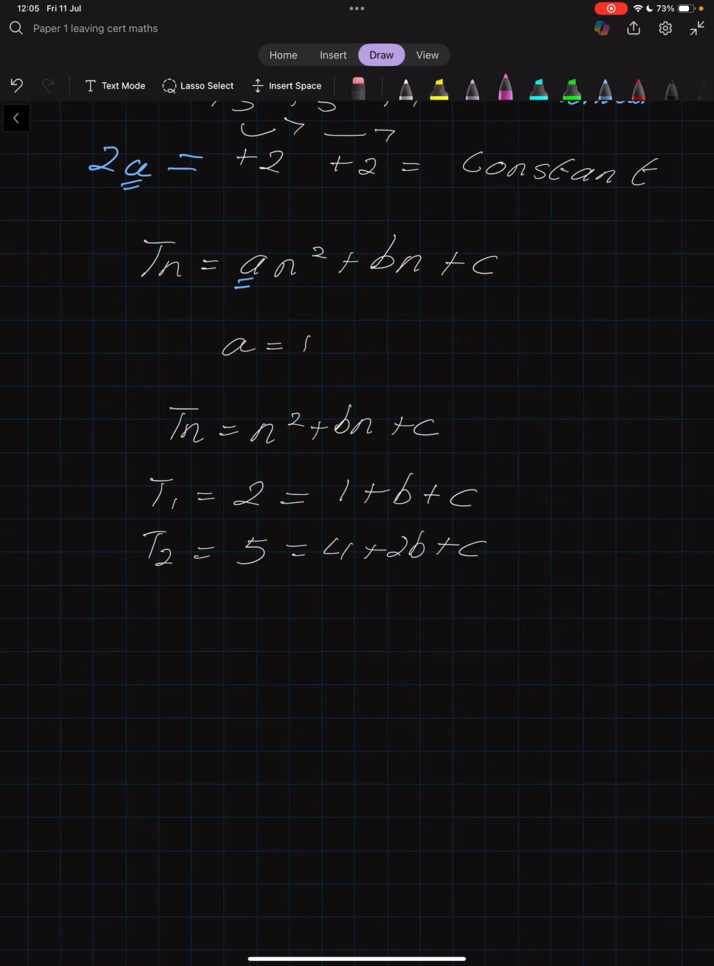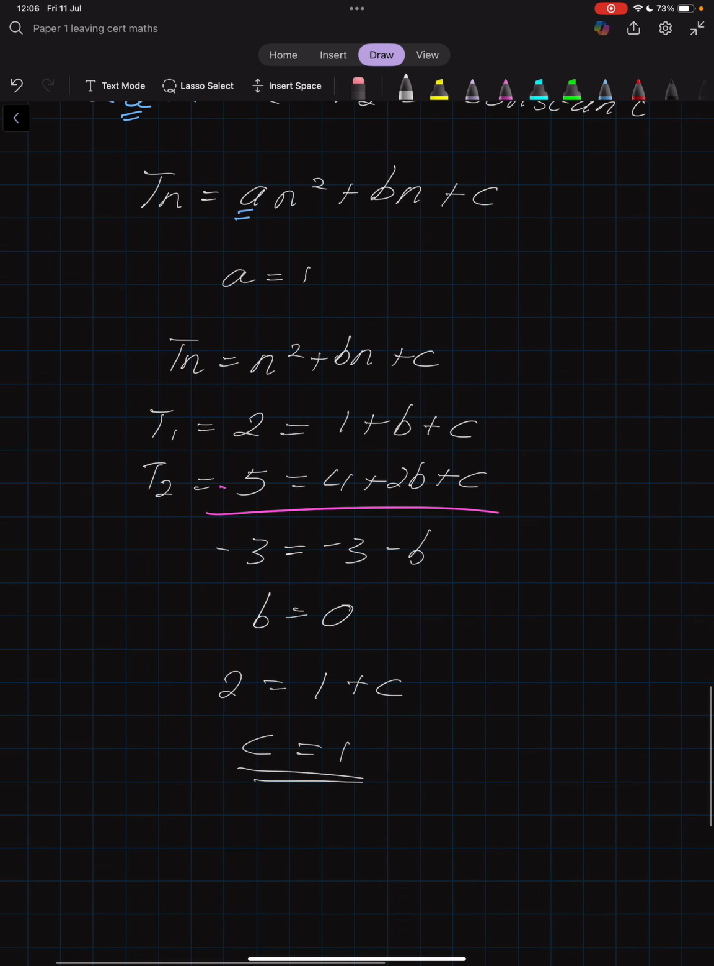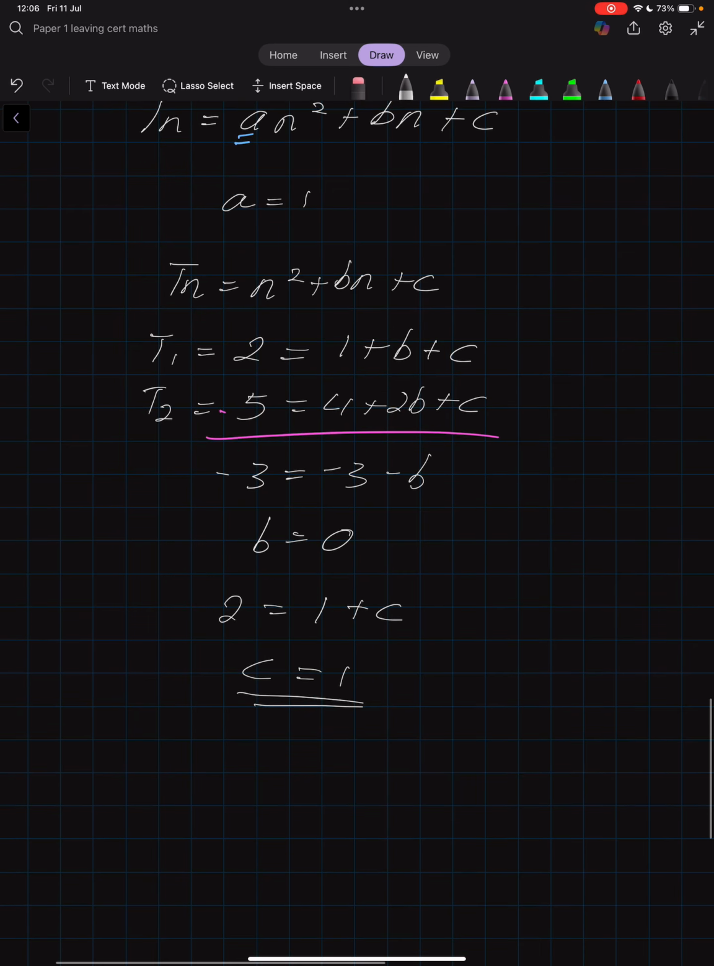Now what I can do is subtract the equations from each other. So 2 minus 5 is minus 3. 1 minus 4 is minus 3. b minus 2b is minus b. And then c minus c is 0. So I get that b equals 0. Okay? Plug that back into the top equation. I get 2 equals 1 plus 0, which is just 1, plus c. So c just turns out to be 1. So this sequence, Tn, is just going to be n squared plus 1.